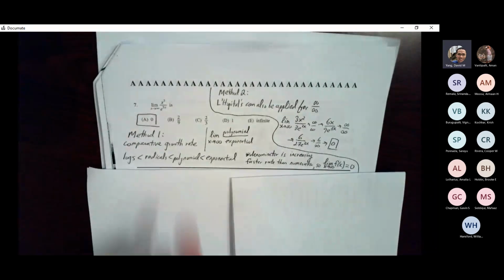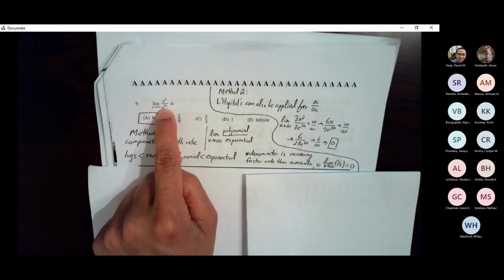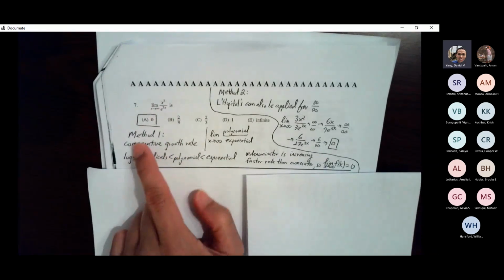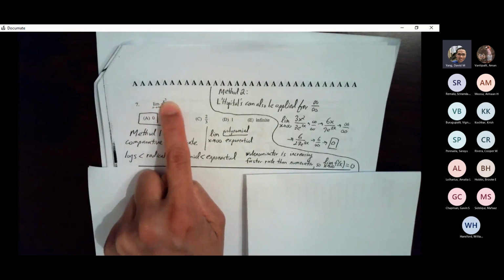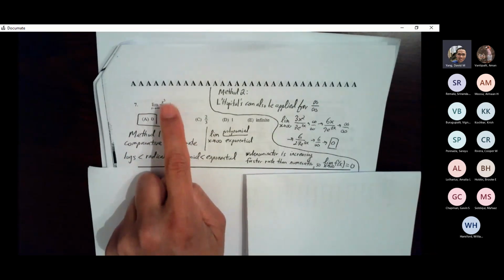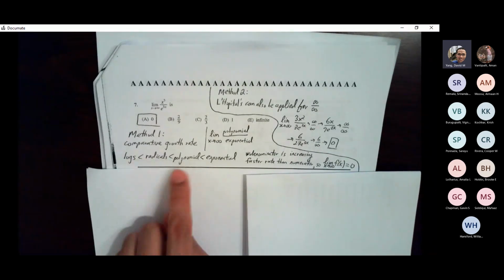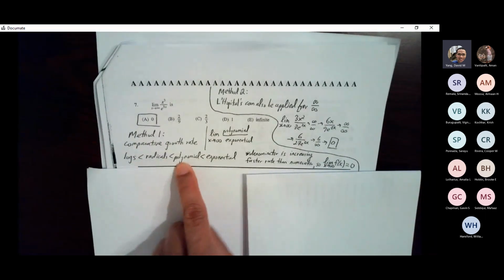Okay, number 7, limit as x approaches infinity of x cubed over e to the 3x. I'll go through the 2 different methods here. One method is going through comparative growth rates. So if our limit as x approaches infinity has families of functions in the numerator and denominator being completely unique from each other, then we have this order. Logs grow at the slowest rate, followed by radicals, followed by polynomials, and followed by exponential.